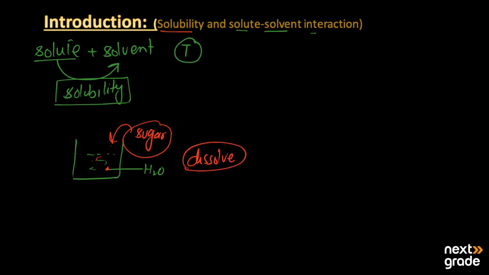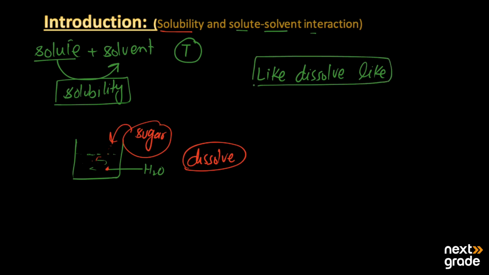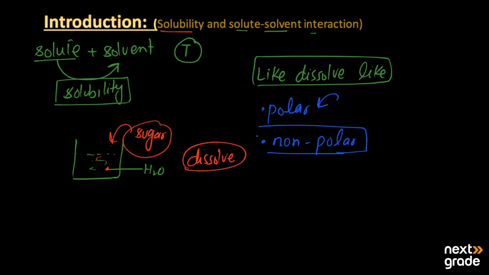For solubility and solute-solvent interaction, we must know that there is a guiding rule for solubility, which is like dissolves like. It simply means that we have two types of substances. One is polar and the other one is non-polar. Polar substances get dissolved in polar and non-polar get dissolved in non-polar, and polar and non-polar are immiscible in each other. This is the simple rule of like dissolves like.